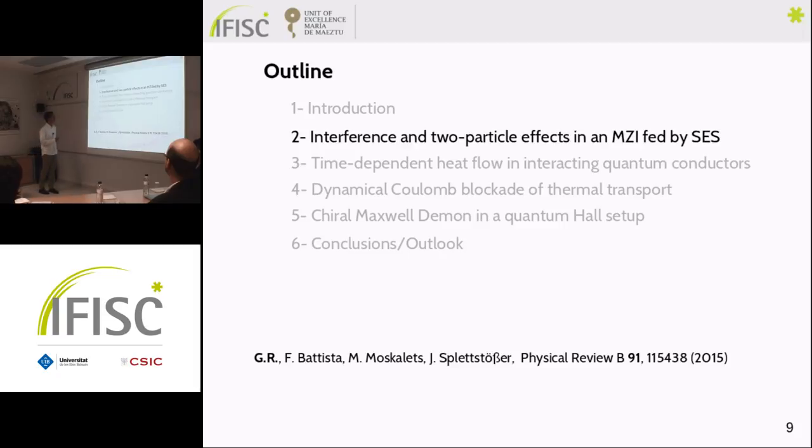First of all, we will talk about interference and two-particle effects in a Mach-Zehnder interferometer fed by single particle sources. The goal of this work was to see how the charge and energy in such a system have an interplay, since it's known that two single particle sources in series have very different behaviors, and also to gain insight on the behavior of the charge in such a system, since it has a particular behavior.